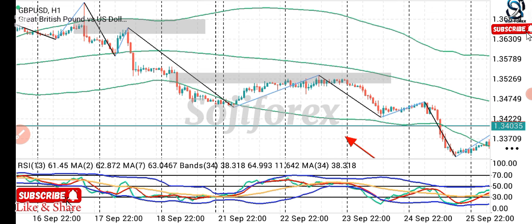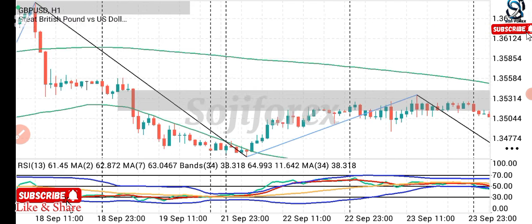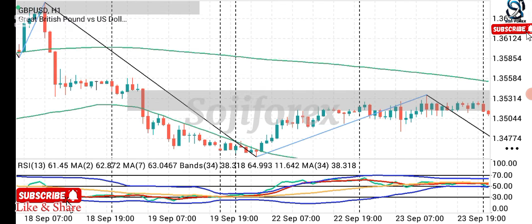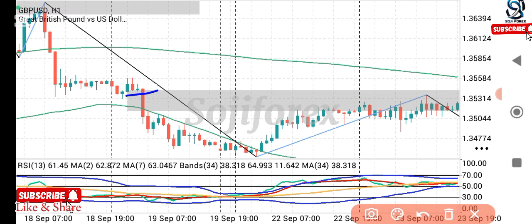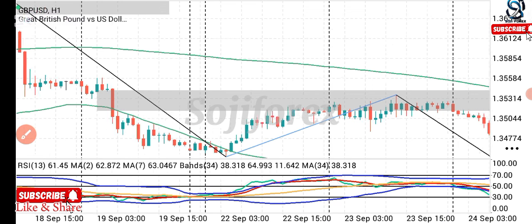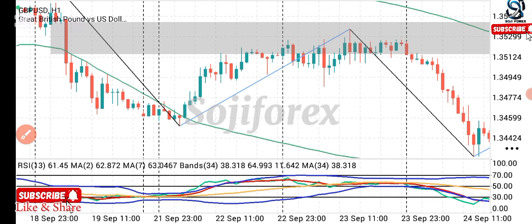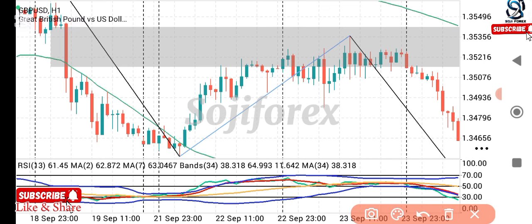Do you see that? Let me zoom so you can see how bold the fair value gap is. Here we have a fair value gap, and this fair value gap is below the imbalance. Again, here too we have a fair value gap, and this fair value gap is below the middle Bollinger Band. Now that we have marked this fair value gap, you can see price return into that fair value gap.